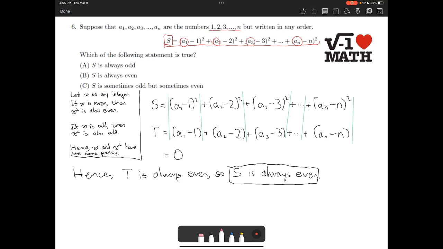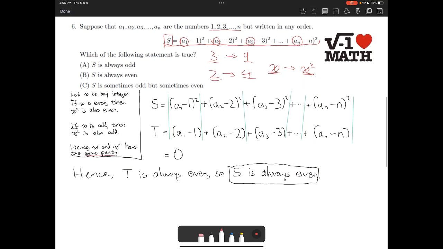Notice that if we have any number, let's say 3, now let's square it, so we get 9. 3 and 9 are both odd. If we try an even number such as 2, and square that, 2 and 4 are both even. So notice, for any number x, if we square that, we're going to get the same odd or even, the same parity.